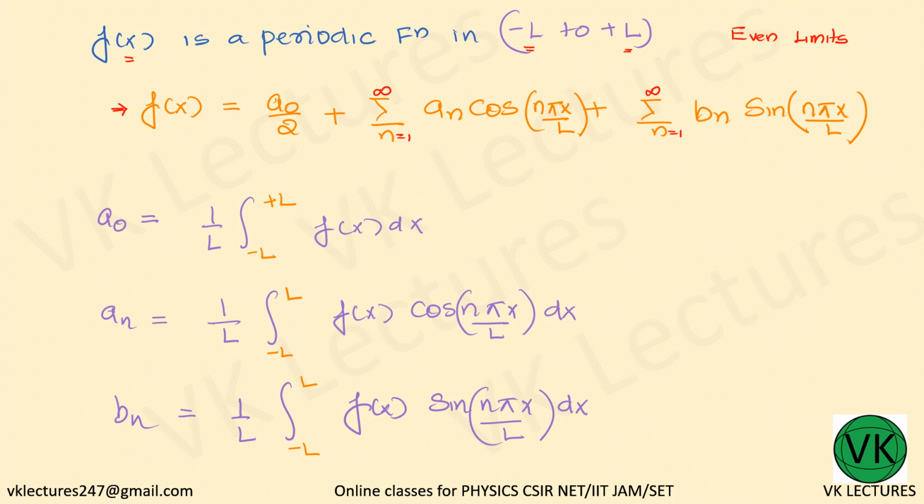Now a naught equal to 1 by L integral minus L to plus L f of x dx, an equal to 1 by L integral minus L to L f of x into cos n pi x by L, and bn equal to 1 by L integral minus L to L f of x into sin n pi x by L.